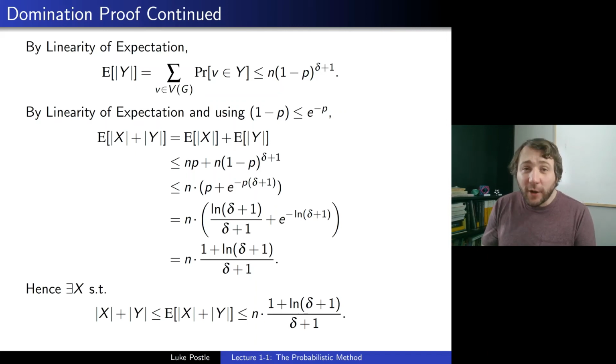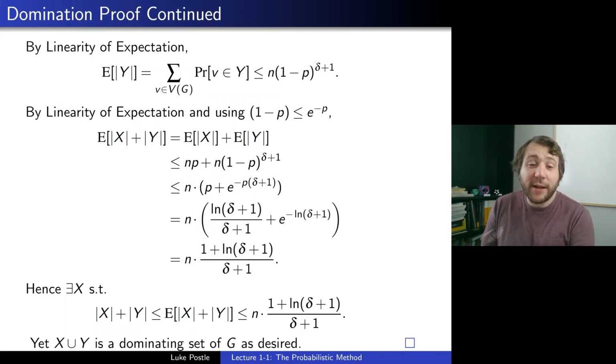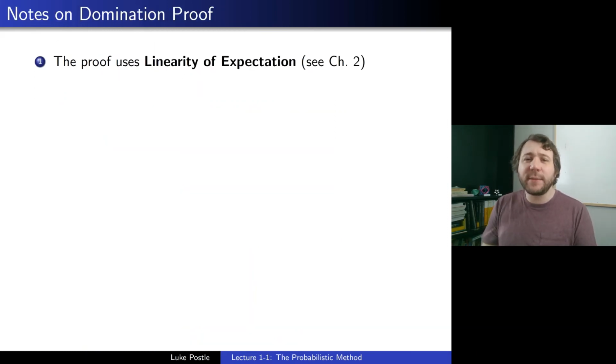And then we're not quite done, but we're almost done, because the key is if we have this random variable, X plus Y, and we know its expectation, there has to be some outcome that meets it. So kind of at that level and below, or at that level and above. Here we're going to use the below. There exists some X such that X plus Y is at most its expectation, which is at most the desired number. And yet X union Y is a dominating set by construction, and so it's a small dominating set as desired, concluding the proof. So that's the domination proof, and I just wanted to make some remarks on this.